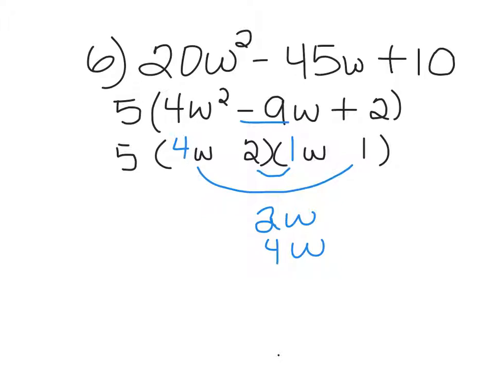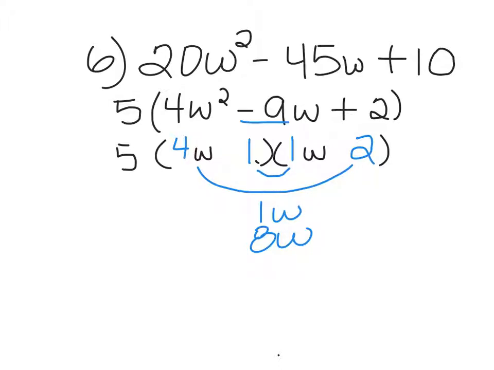So the only thing I haven't changed yet is the position of this one and this one. So I'm going to flip-flop those positions. I'm going to put a 1 here and a 2 here and see if I can get the middle terms that I need. So 1 times 1 is 1w. 4w times 2 is 8w. I can add those together and that gives me my 9.